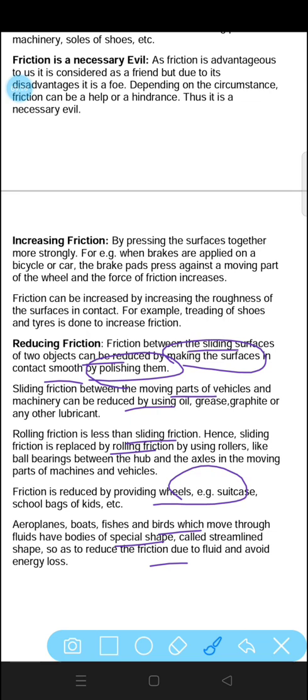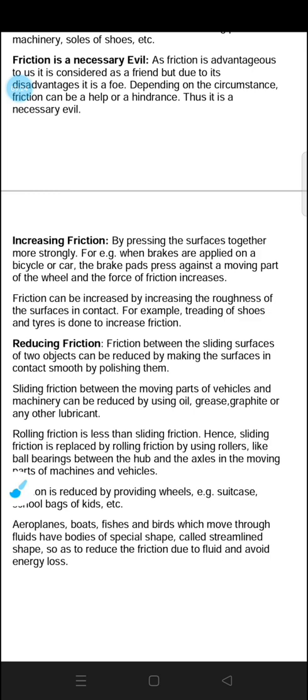So these all are the advantages and disadvantages of friction. We need it, as well as it is a disadvantage to us. So that's all about this chapter. I hope you have understood it well.